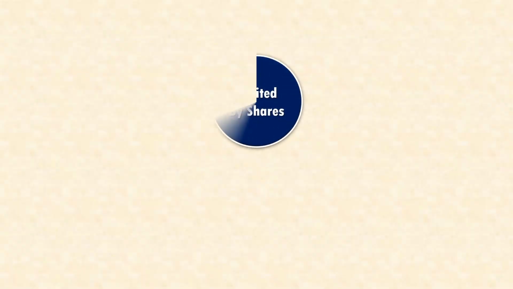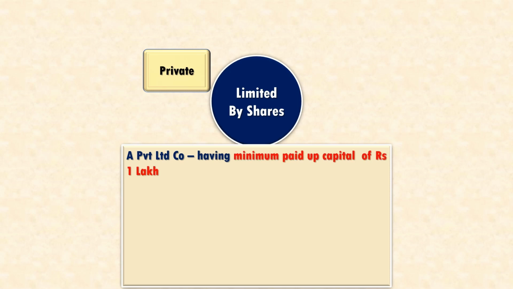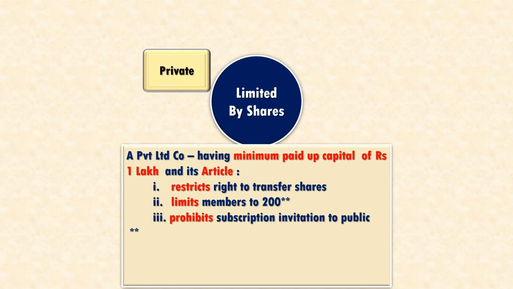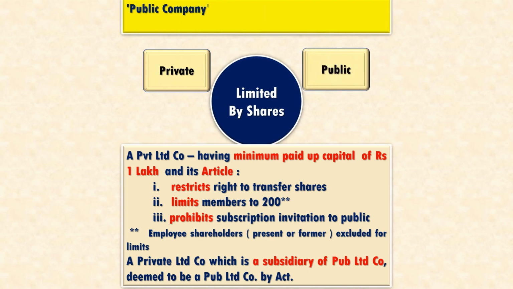Companies limited by shares can take the form of a private company, which, as defined in the Act, should have a minimum capital of rupees 1 lakh and have 3 restrictions in its articles on transfer of shares, number of members, and invitation to public for subscription. Companies Act uses the same definition to define public company in a different way. It states public company means a company which is not a private.